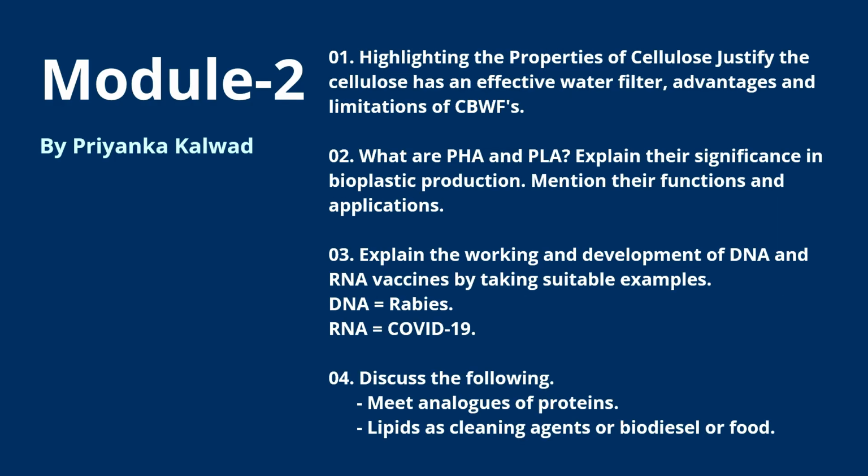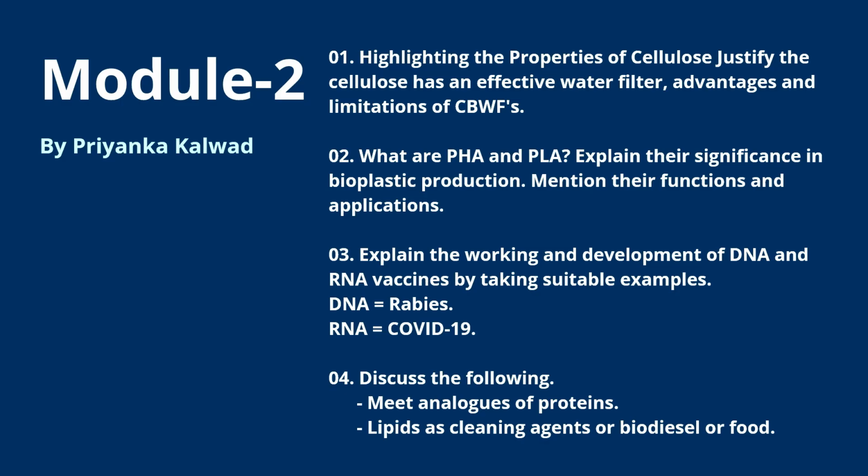From the second module, we have 5 questions. So the first question is highlighting the properties of cellulose, justify the cellulose as an effective water filter, advantages and limitations of CBWFs. What are PHA and PLA, explain their significance in bioplastic production, mention their functions and applications. The third question is explain the working and development of DNA and RNA vaccine by taking suitable example.